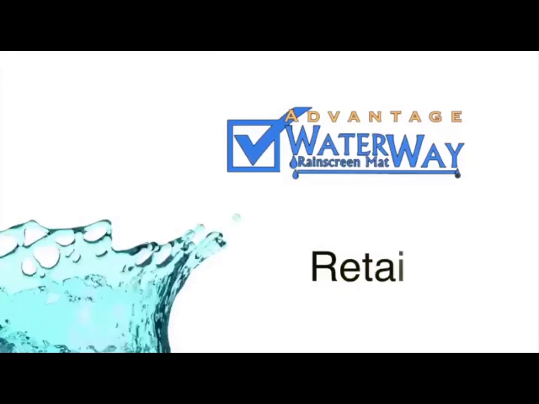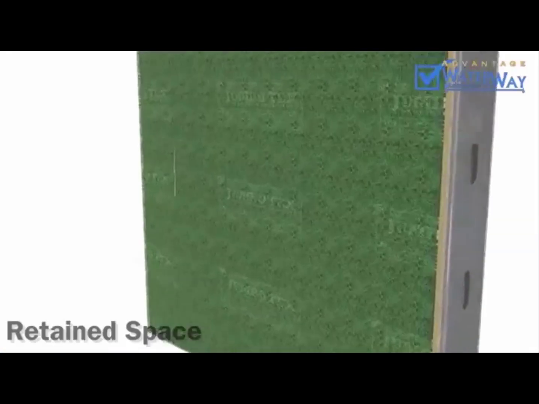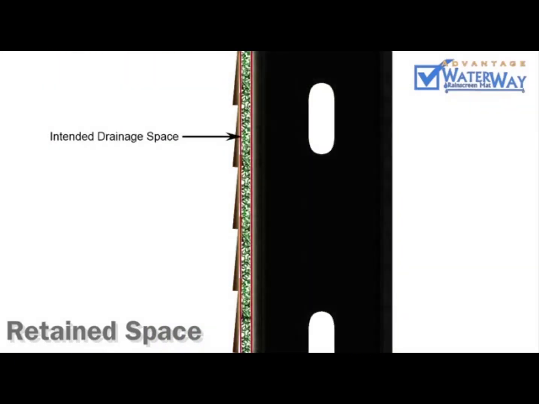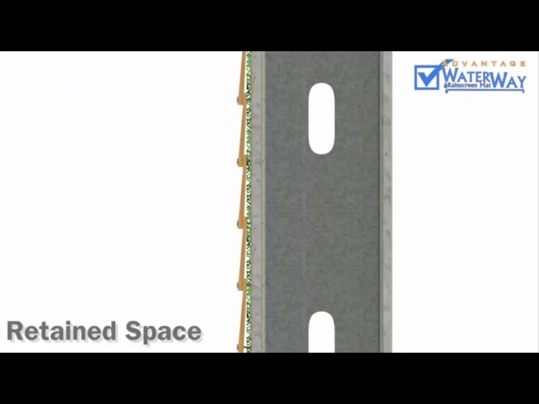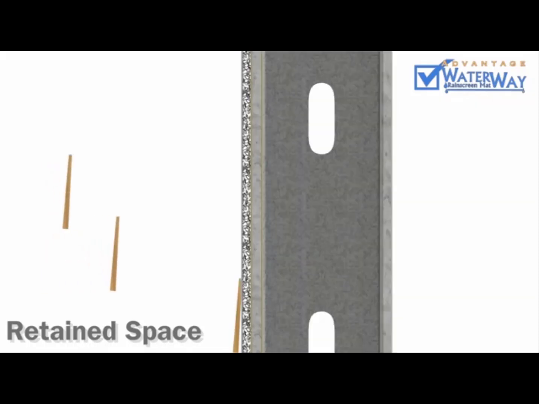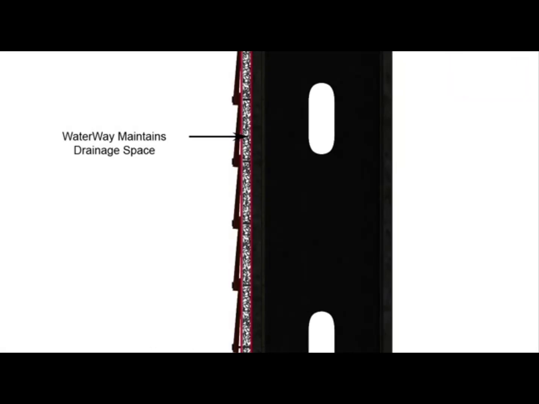Advantage number 7. Retained space. All RAINSCREEN products look like they're providing a consistent drainage space behind the claddings. The truth is they cannot hold up to the normal stresses from siding installations. Once nails, screws, or other forces are applied, they compress substantially, compromising the drainage space. The advanced geometric configuration of our polypropylene core results in the industry's most rigid material. This ensures the drainage space is maintained across your wall.